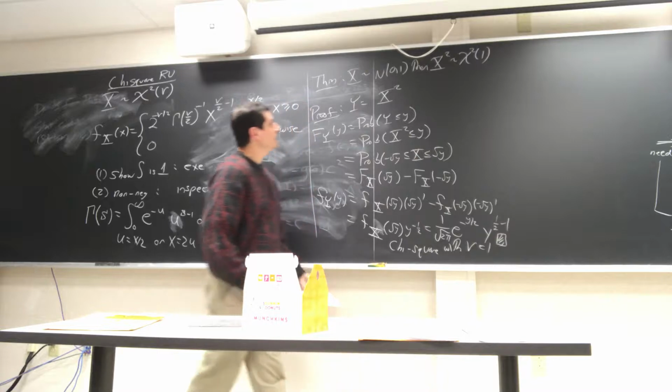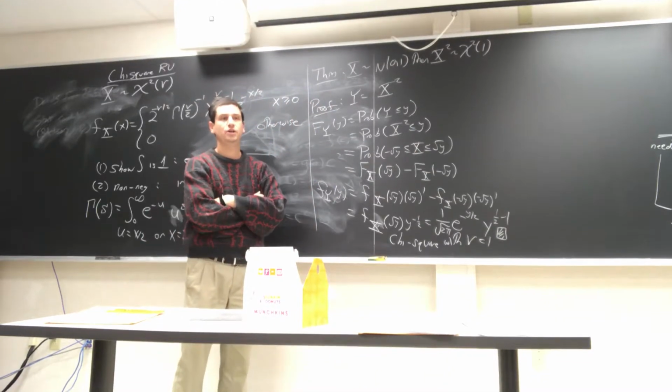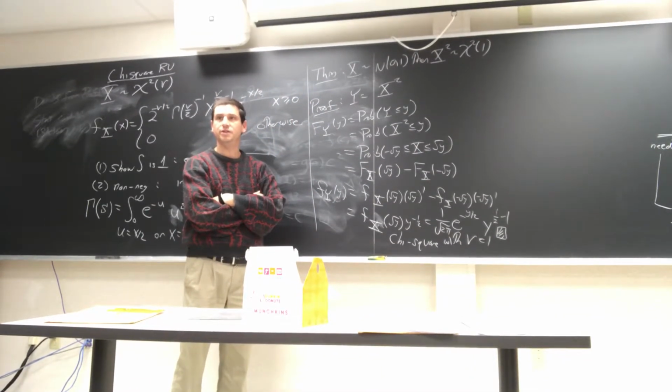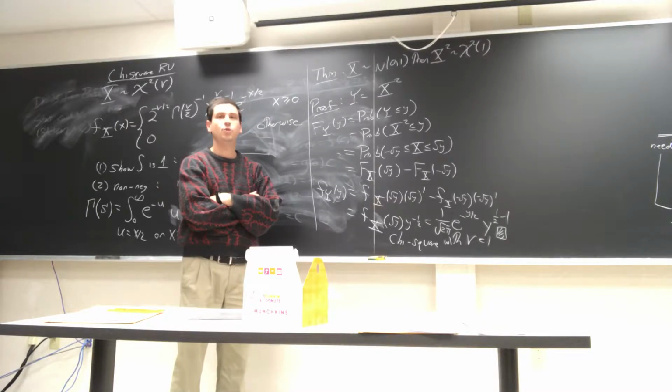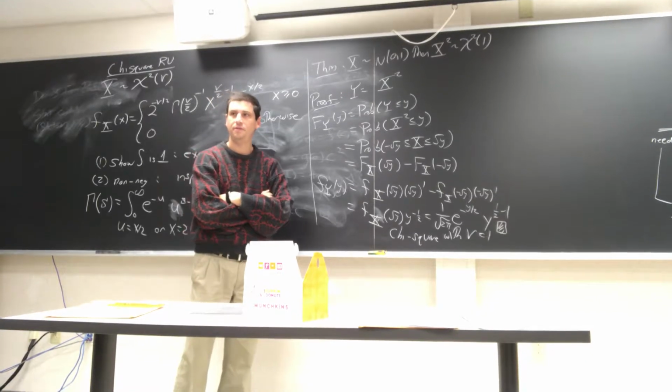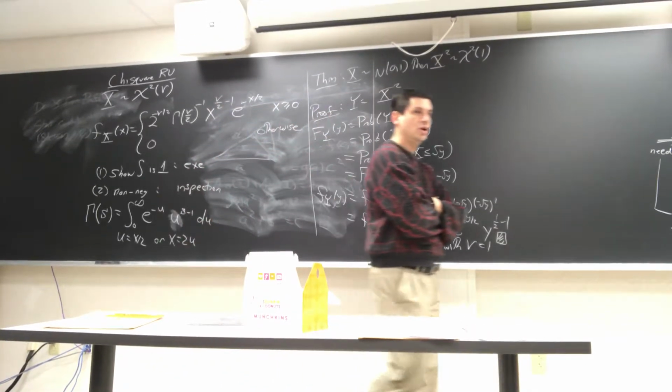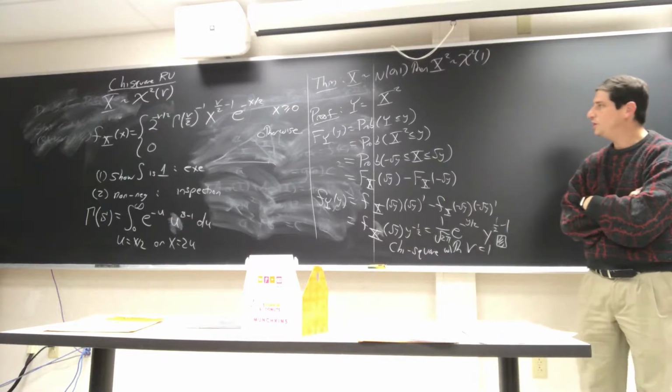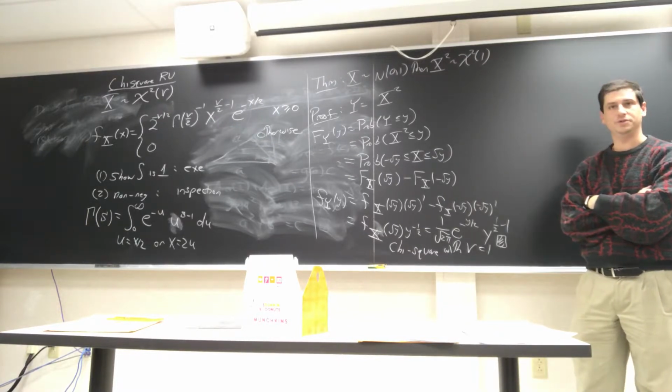So this shows that if we have a normal random variable and we square it, we get a chi-squared random variable with 1 degree of freedom. Okay. Any questions about this? So now what we want to do is move on to, well, what if we had more random variables?